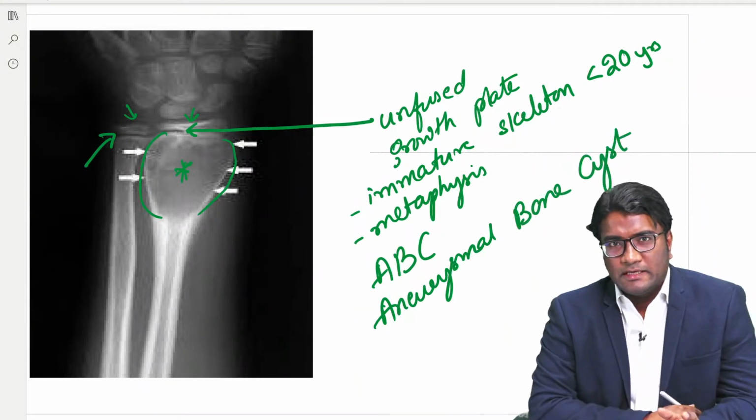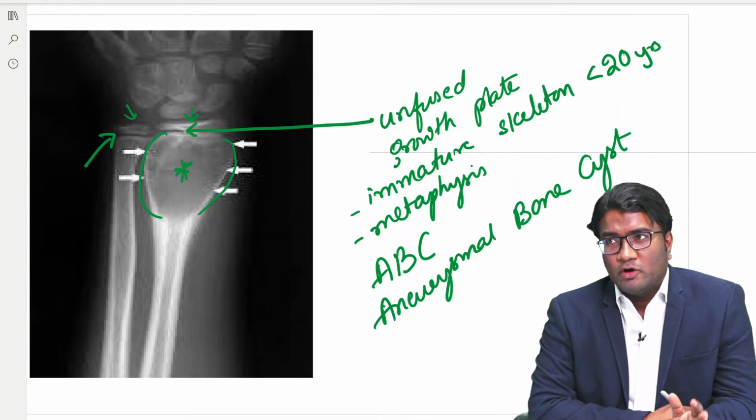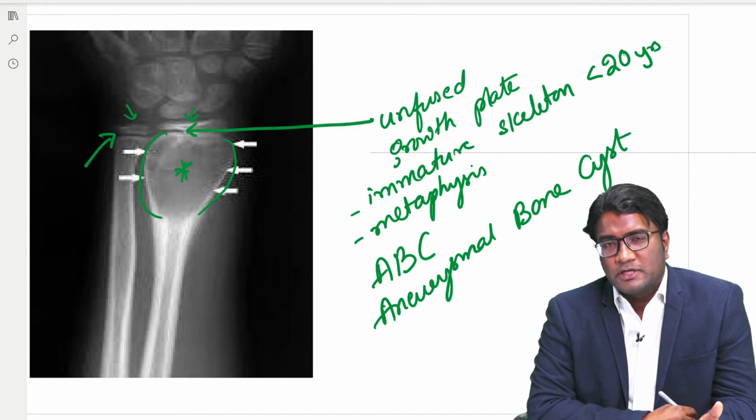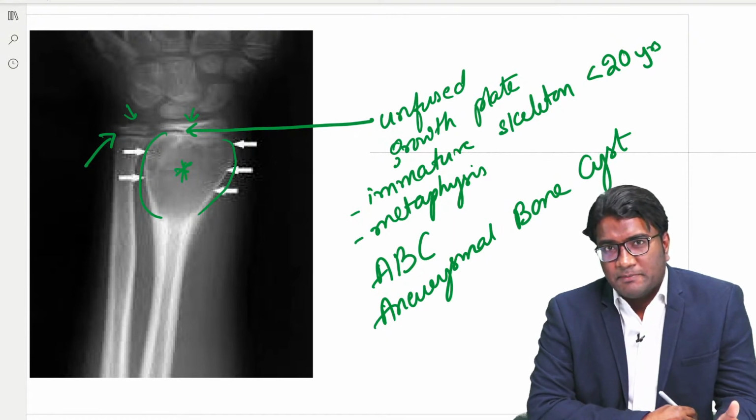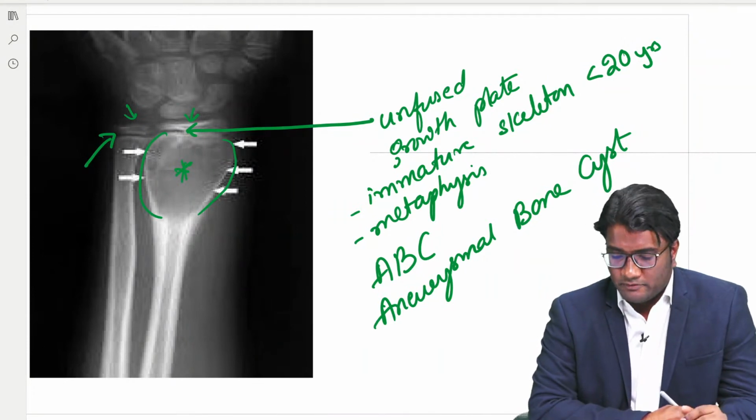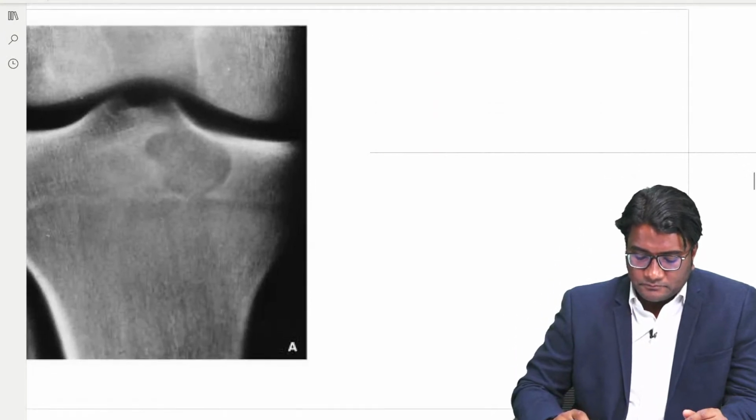Just because you are seeing a lytic lesion, don't always jump to GCT. Mostly it will be GCT, but always look at the clues given: the age group that is given, whether the growth plate is fused or not, is it a mature or immature skeleton, is it epiphyseal, subarticular, or metaphyseal, and you should be able to differentiate ABC from a GCT. Important to differentiate that. Next thing.